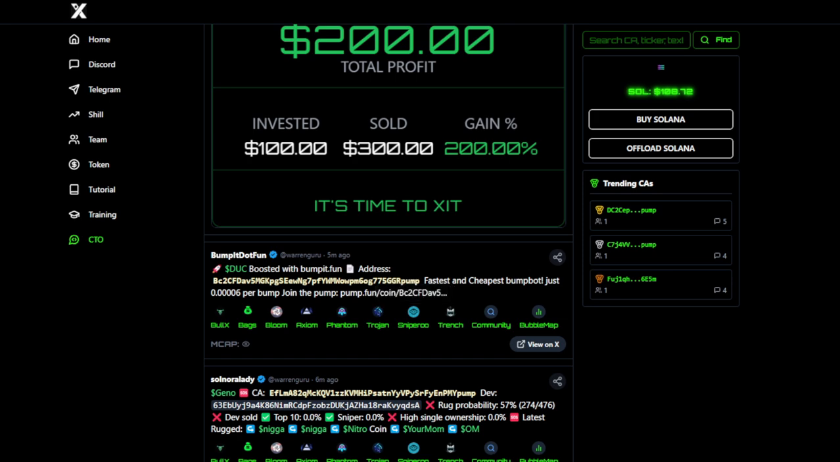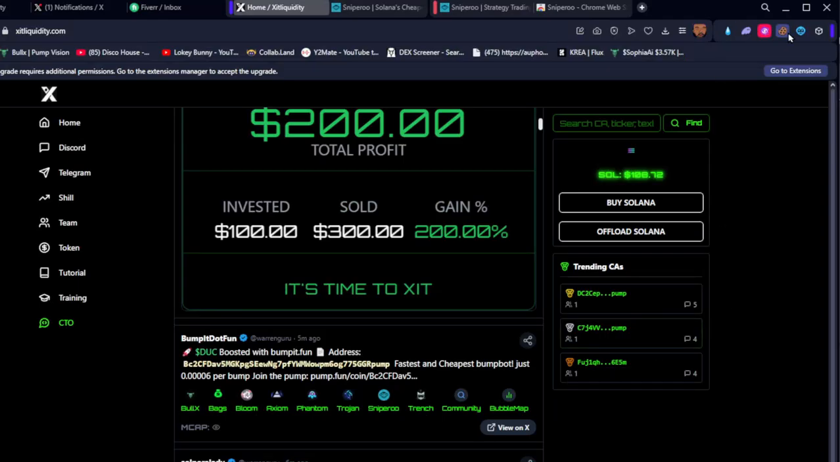Now, when you go onto xliquidity.com, all you have to do is click on that little pin tool, right? Again, just to give you a little perspective so you can see it, I have mine up here in the far right corner. It's like a little blue guy. So you're going to want to click on that, right?